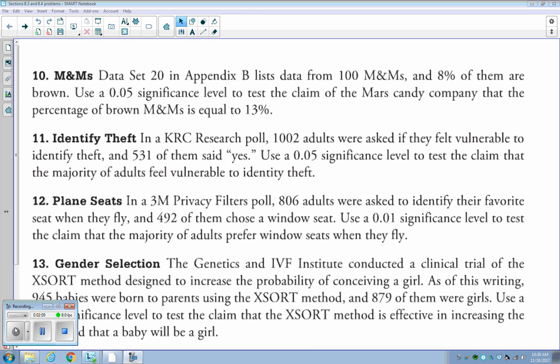M&Ms: the data set number 20 in the appendix lists data for 100 M&Ms, and 8% of them are brown. Use a 0.05 significance level to test the claim of the Mars Candy Company that the percentage of brown M&Ms is equal to 13%. The first thing you need to do is decide, am I testing the hypothesis about a proportion or about a mean? It is a proportion because it says percent. That's what gives it away. So it is a proportion.